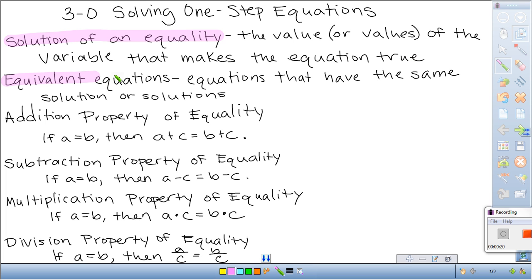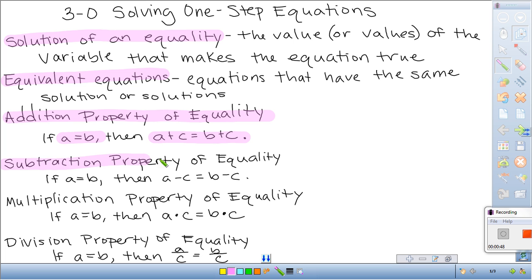Next we have equivalent equations. Equations that have the same solution or solutions. And then we have four properties here. These are really important. They're the basis of what we're going to be doing in all of Chapter 3. The first is the addition property of equality. That's where you have something like A equals B. So then we know that if we add the exact same thing to both sides, plus C, they're still going to be equal.